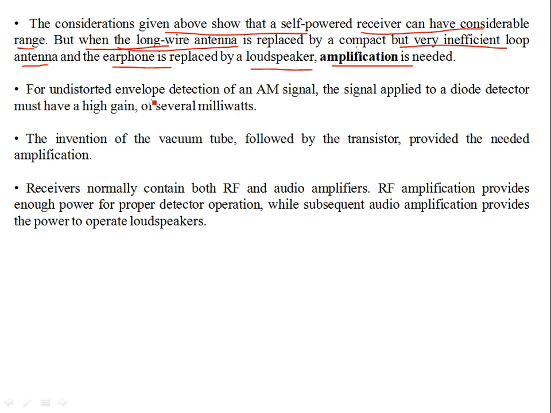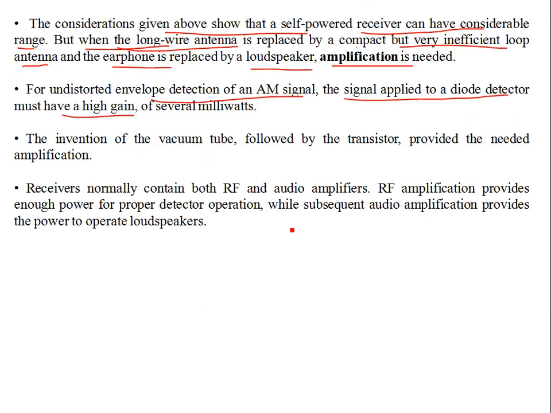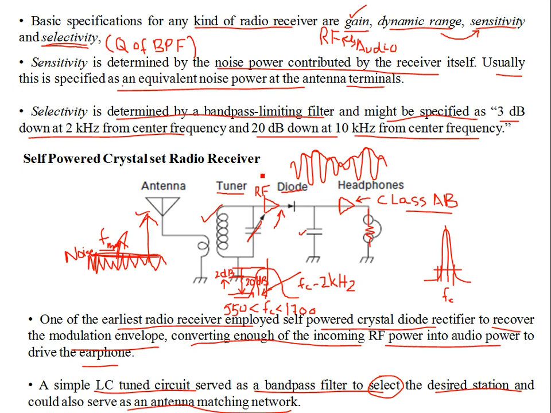So for an undistorted envelope detection of an AM signal, usually the signal applied to the diode detector must have a high level. Before the diode detection, you need a signal of at least 1 milliwatt so the proper diode detection can be carried out. The invention of the vacuum tube followed by the transistor provided the needed amplification. So in vacuum tube receivers, you use vacuum tubes to amplify the signals so that the diode detection can be carried out properly.